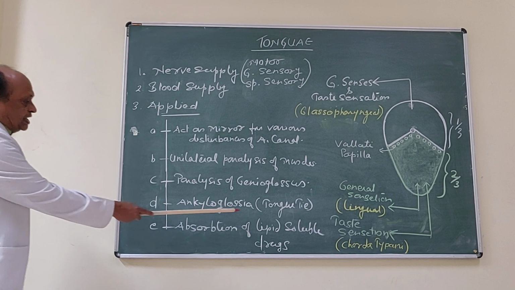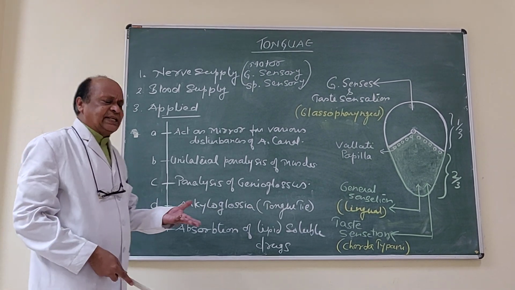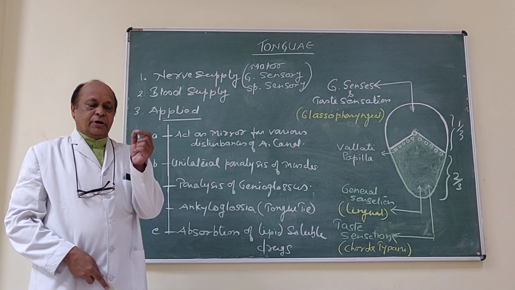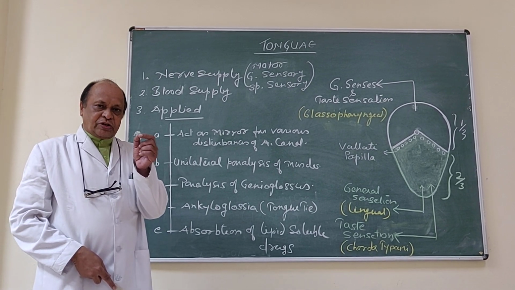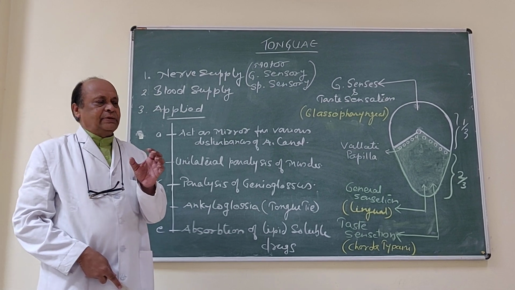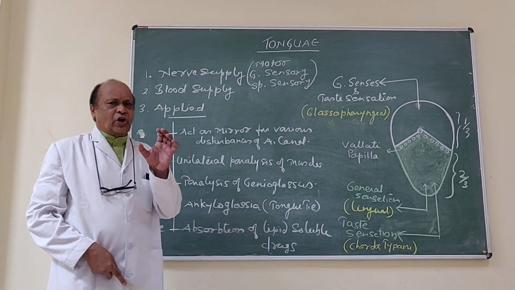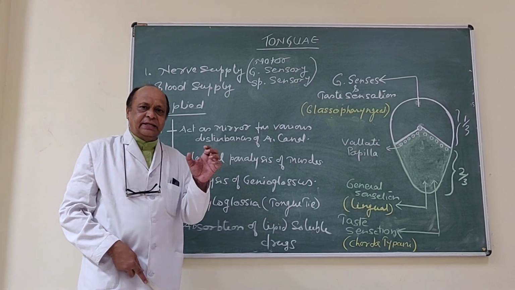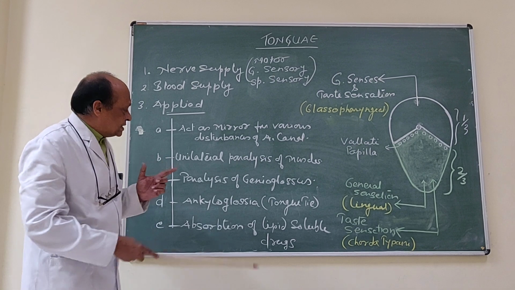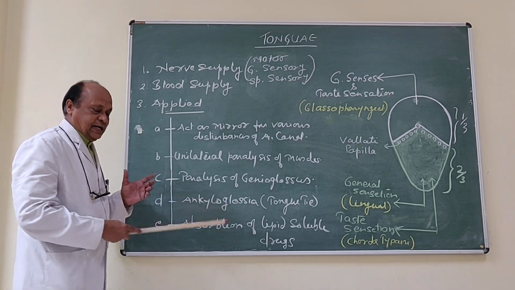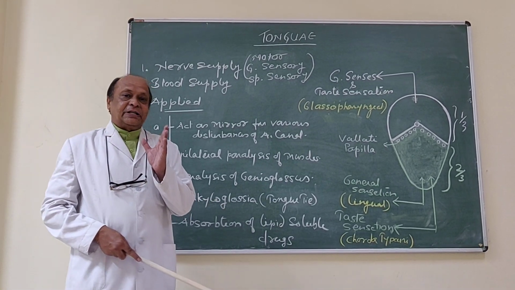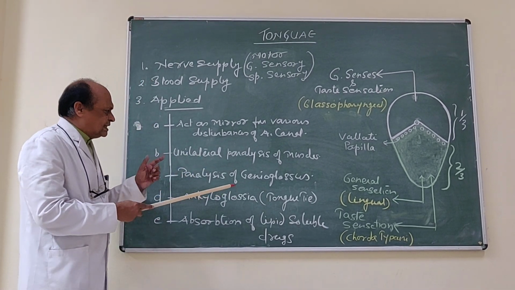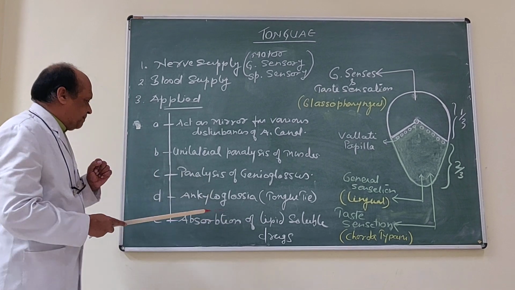Now ankyloglossia. Ankyloglossia, you may call it tongue tie. As we know, there is a fold of mucous membrane on the under surface of tongue connecting tongue to the floor of mouth. Sometimes there is shortening of this fold. The condition is called ankyloglossia. It makes speech difficult, and surgeon very often treats it by cutting the fold of mucous membrane.